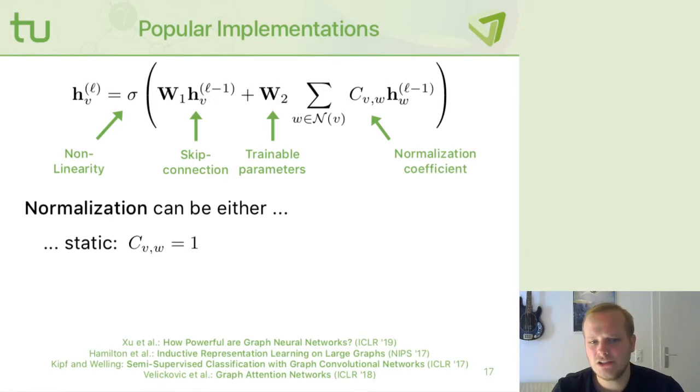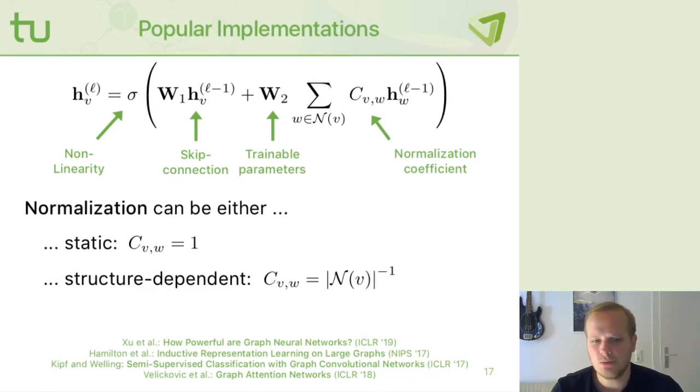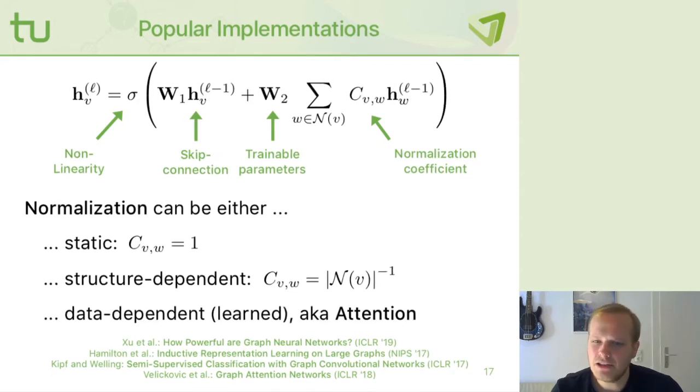And this normalization can be either static, so c is always equal to 1. It can also be structure dependent. For example, it normalizes messages based on the node degree. And furthermore, it can also be data dependent, meaning that the normalization coefficients are learned in an end-to-end fashion. And this is usually framed as attention, meaning that a node can attend to neighboring nodes that may have the highest amount of valuable information.